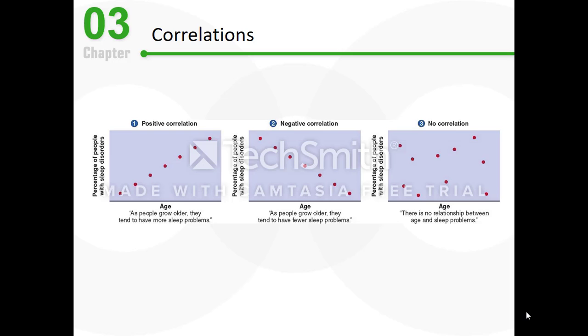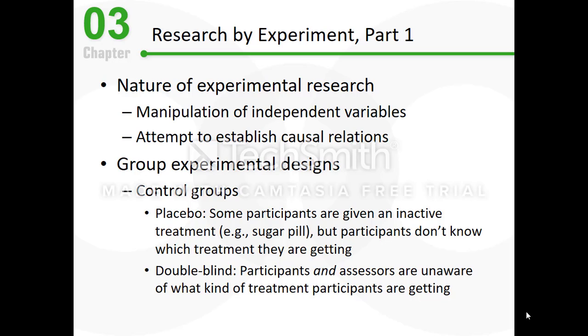And we know that we can have both positive and negative correlations as well as no correlation. In other words, if you look at this relationship between age and sleep problems, you can see that as people grow older, for the positive correlation, they tend to have more sleep problems. Then for the negative correlation, as people grow older, they tend to have fewer sleep problems. So we kind of go, okay, wait a minute, which one's true? And then in this third study, where we have no correlation, it appears there's no relationship between sleep problems and age. So that's correlation and case study.